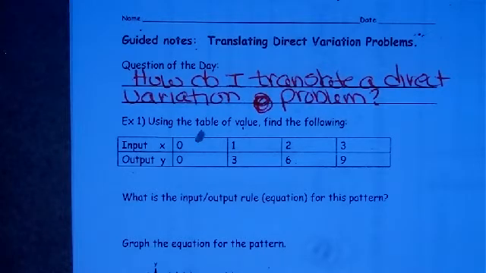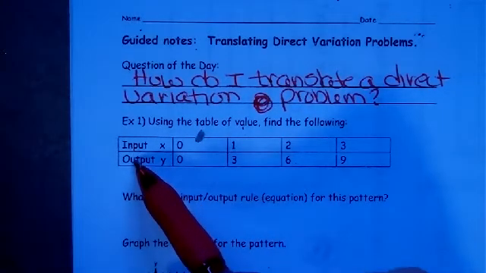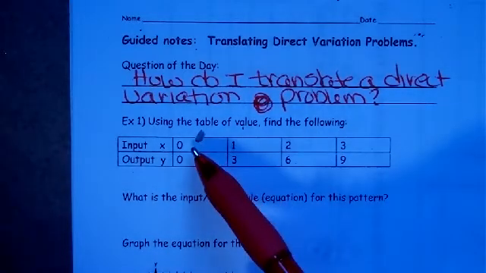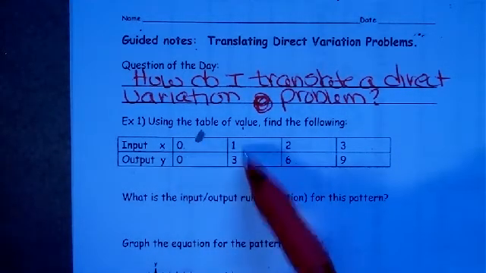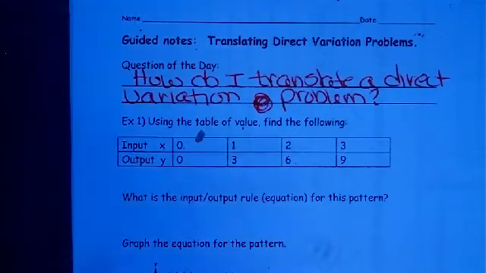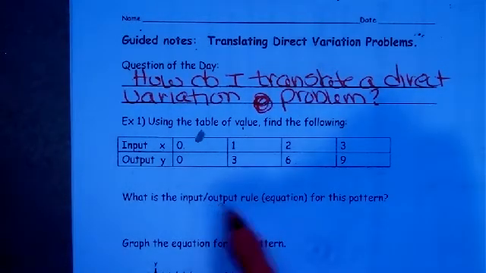Okay, so if I look at number one right here, it says, using this table of values, find the following. So let's look at this table of values really quick. If I notice my headings right here, it says input, output, which we are comfortable with. That's x and y. I also notice I have four ordered pairs: (0, 0), (1, 3), (2, 6), (3, 9). Okay, now my first question right here says, what is the input-output rule?